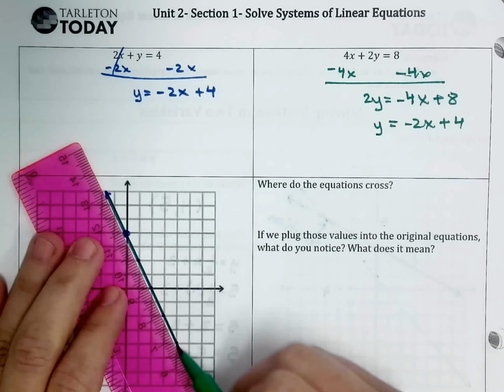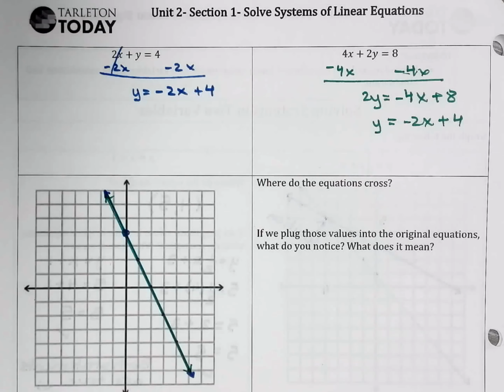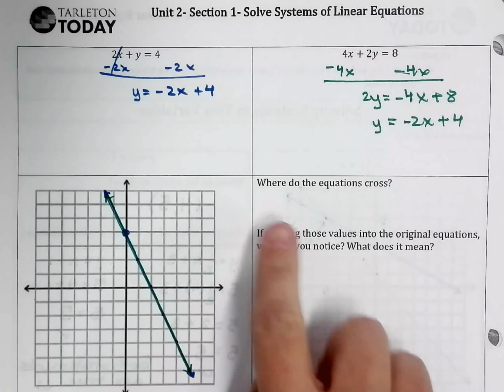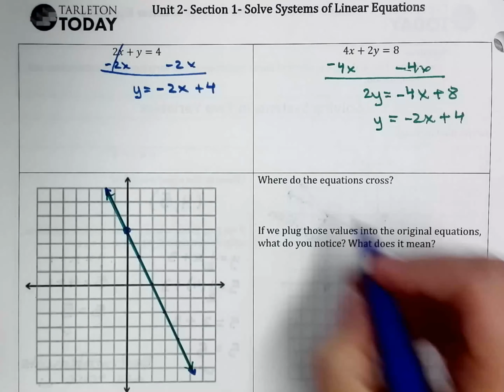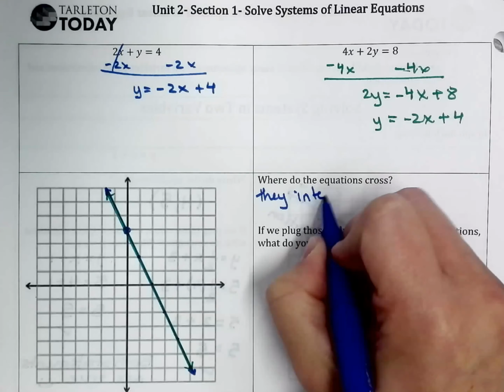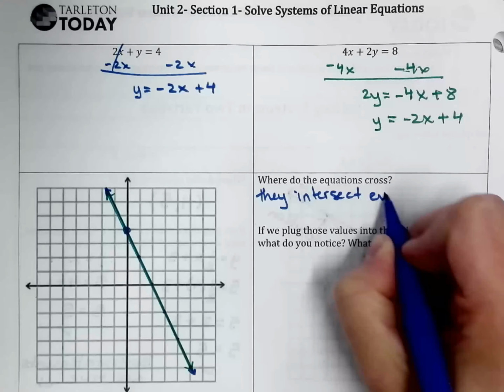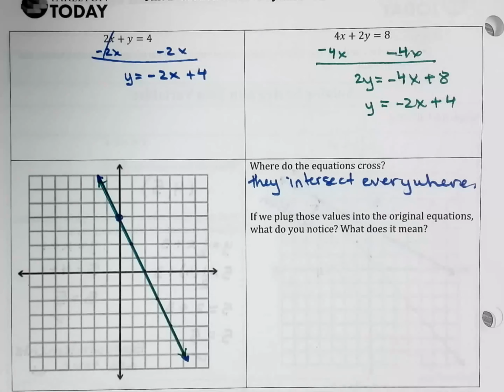I'm going to push it over to the side a little so you can see that they're both green and blue. Where do they intersect? Well, every single point is an intersection. They intersect everywhere. So every point is an intersection. So what does it mean? Oh, we need to plug in the values. Just kidding. We will be here plugging in values forever.